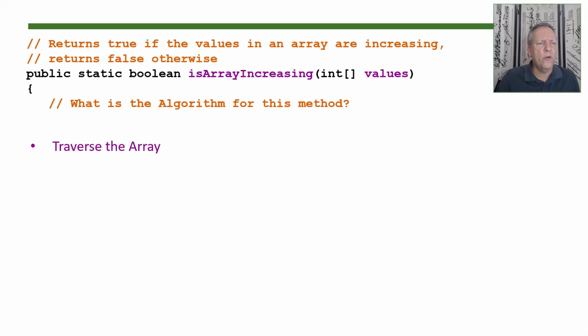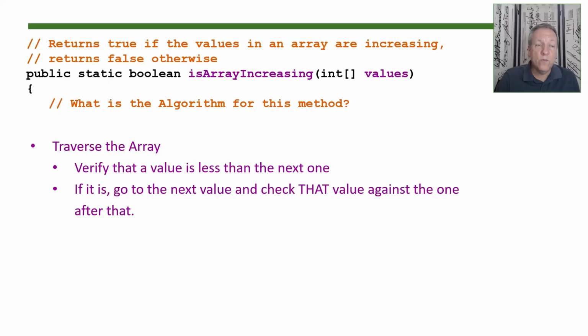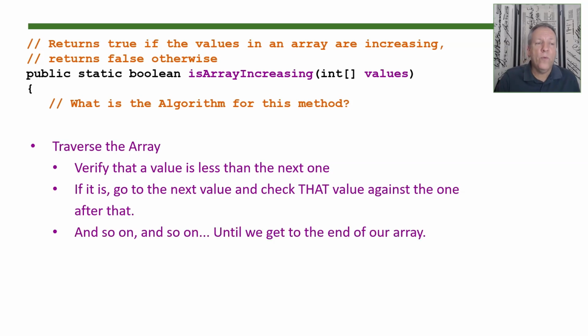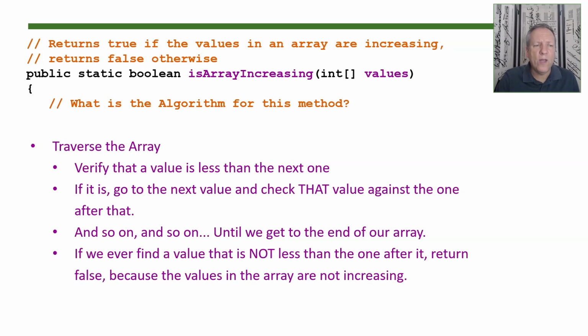So what do we want to do? We want to traverse the array, right? And then we want to verify that a value is less than the next one. If it is, well, we don't need to do anything yet. We just need to go to the next value and keep checking that that value is less than the one after that. We keep looping until we get to the end of our array. But if at any point we find a value that is not less than the one after it, well, then we want to return false immediately because the values in the array are not increasing.